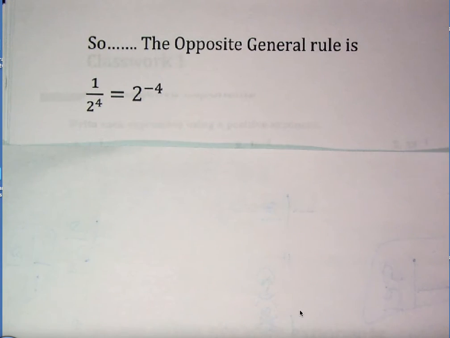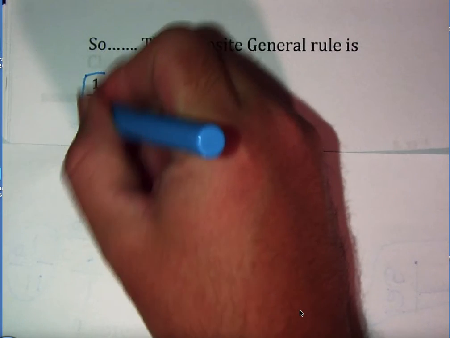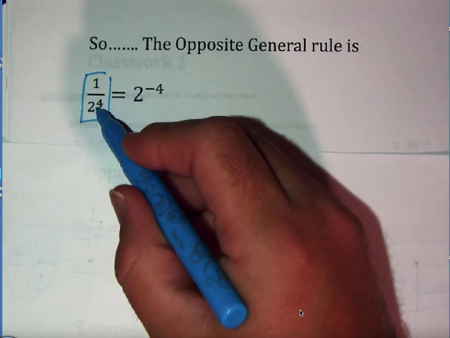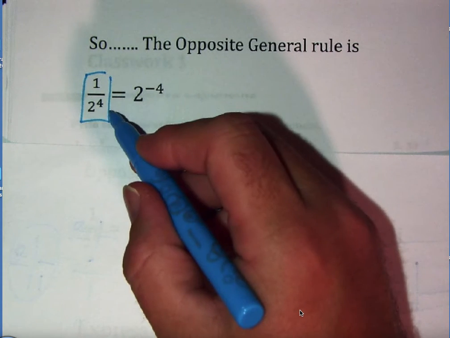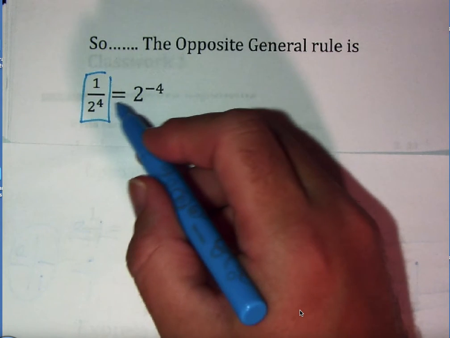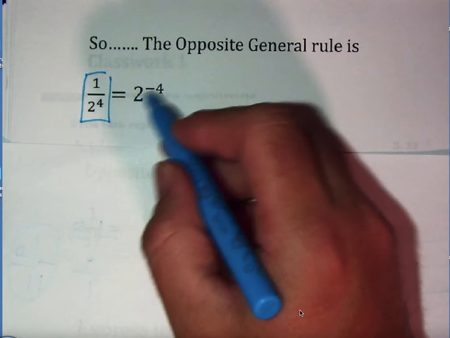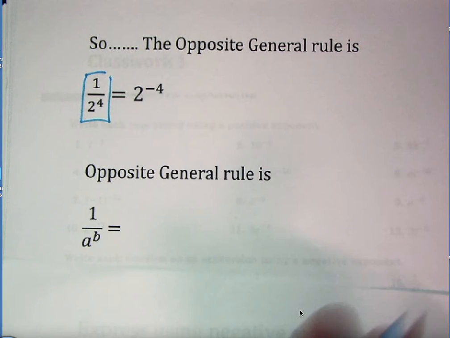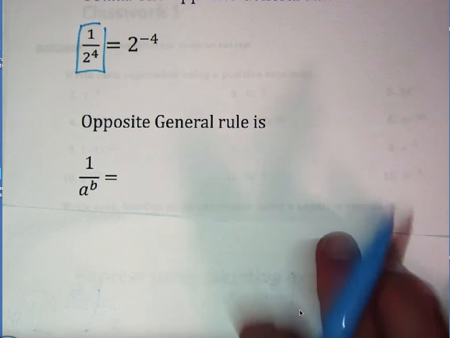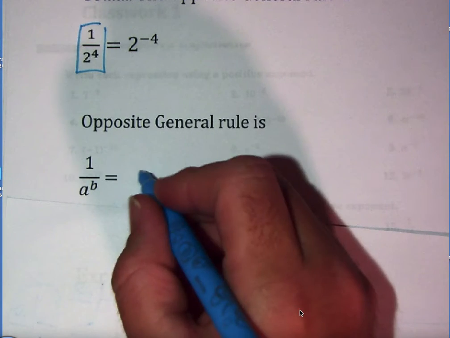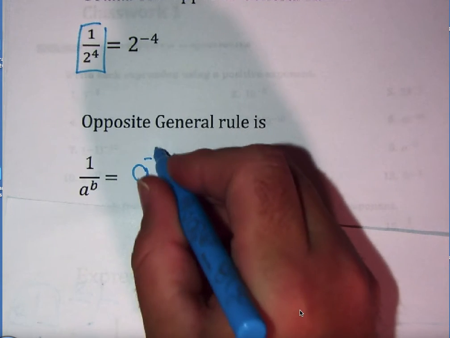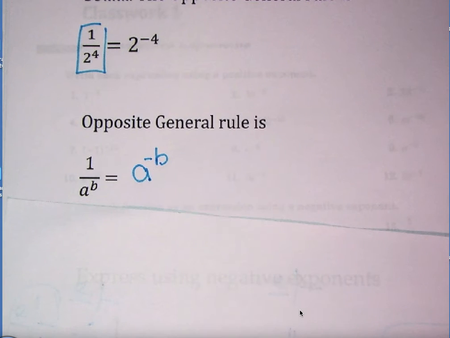So the opposite general rule is if you have 1 over a base to a positive exponent, we can write it as the base of the positive exponent in the denominator to the negative power. Okay, so if we have 1 over a to the b power, we can write that as take our base a and make it a negative exponent.